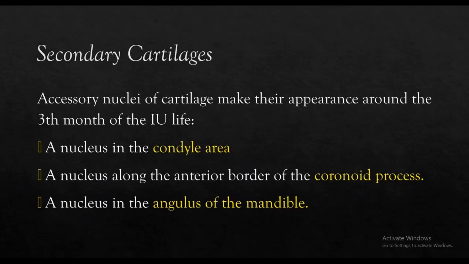Three accessory nuclei of cartilage make their appearance around the 3rd month of the intrauterine life, one in the condyle area, one in the coronoid area, and one in the angulus of the mandible. Except the condylar cartilage that has a crucial role in the growth of the mandible, the other two secondary cartilages are completely ossified at birth. Except this area, the mandible shows intramembranous ossification.